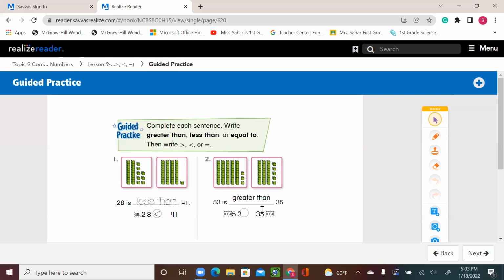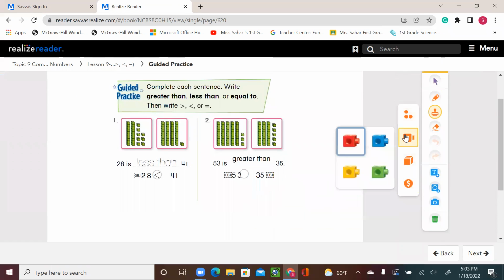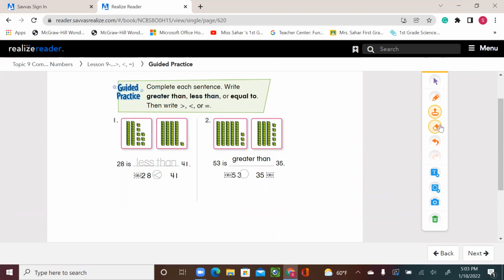Now I need to use my symbol. All right, so we're going to draw it. The crocodile opens the mouth toward the big number. Okay, I'm going to put it like that. And I'm going to write down 53 again. So now 53 is greater than 35. All right. It's easy and it's fun.